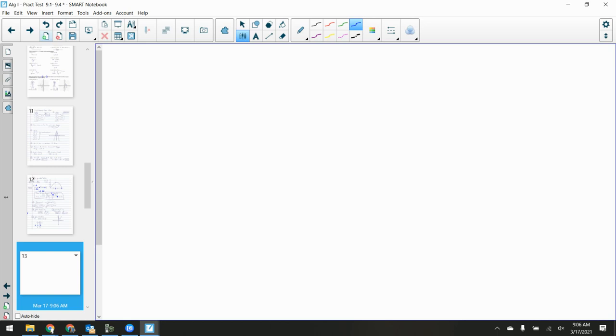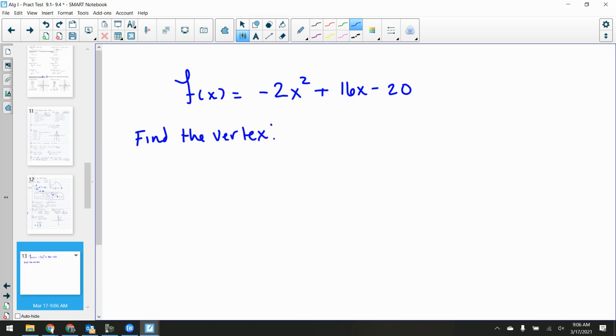Yeah, so get out some scrap paper. You can do this on the back of your practice test if you'd like. I don't care. We're going to find the vertex of this parabola. So f of x is equal to, let me try to make this weird, negative 2x squared plus 16x minus 20. Find the vertex. I'll give you a minute or two. Go ahead and find the vertex.